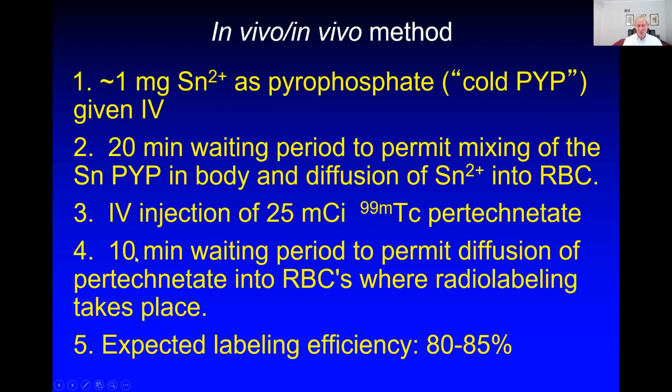And then we wait 10 minutes. And here's the downside to this procedure. The expected labeling efficiency is not great. It's around 80 or 85%. But here's the good thing. The other 15 or 20% is not free tech. It's not going all over the place. The other 15 or 20% is that albumin, which is a plasma protein, is labeled. And we don't mind that because plasma protein like albumin stays in the blood pool for a relatively short period of time, like an hour or so. And so for doing a MUGA, this is a perfectly acceptable way to go. That's what we do in our department, in vivo/in vivo.